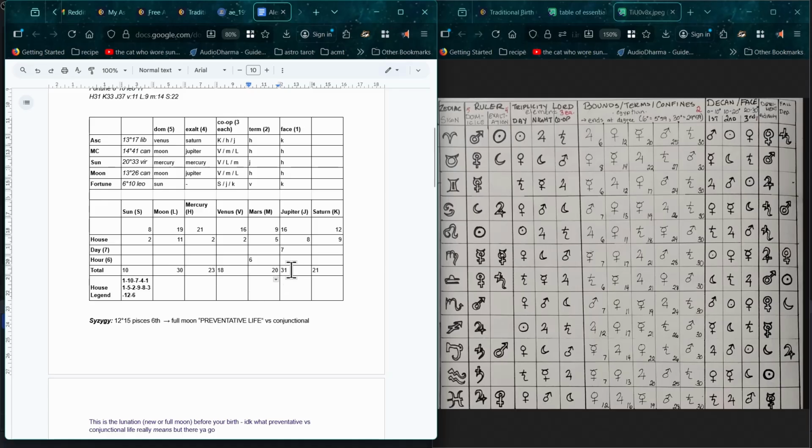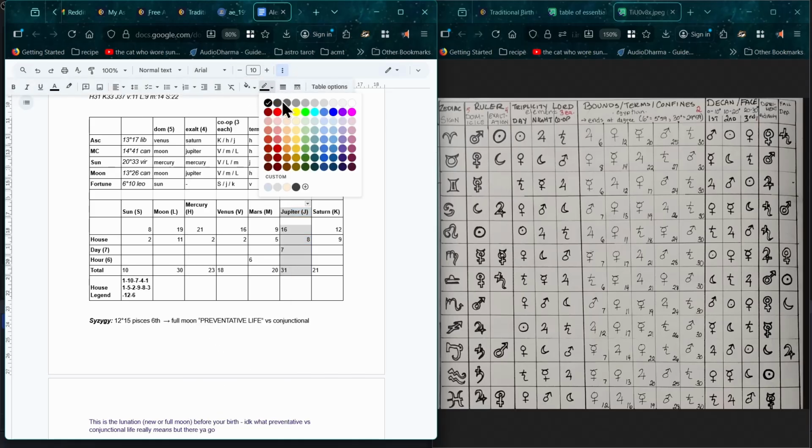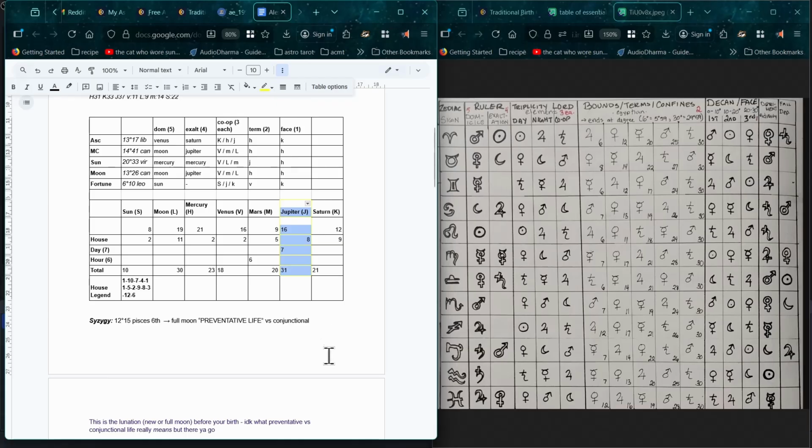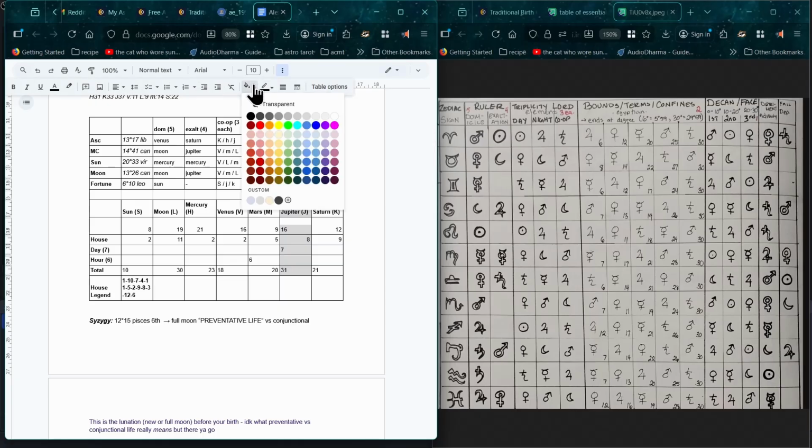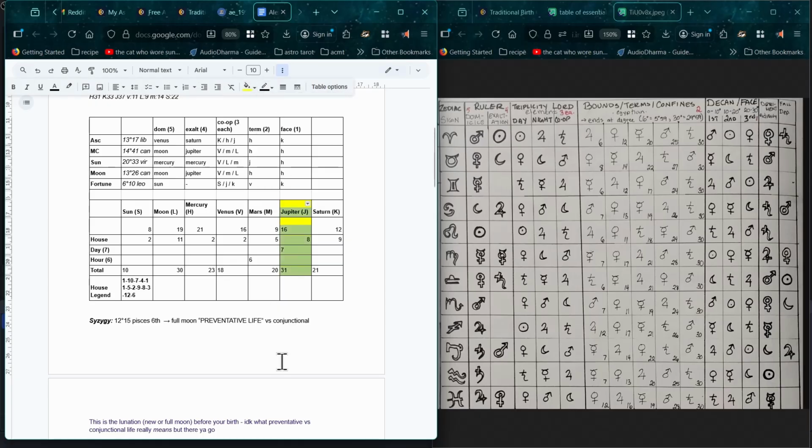So I'm going to check my math, but it's looking like Jupiter, oh my god, is our Lord of the Geniture.